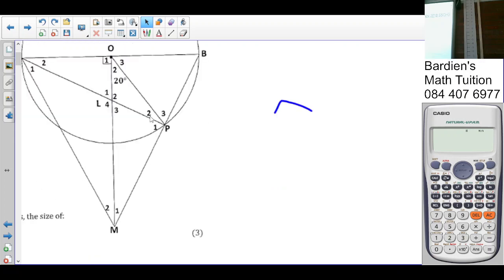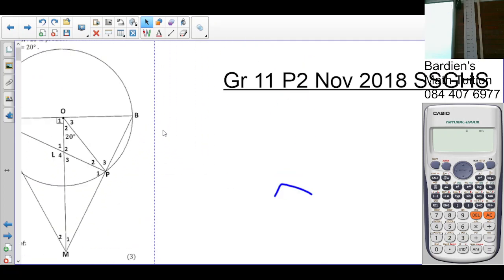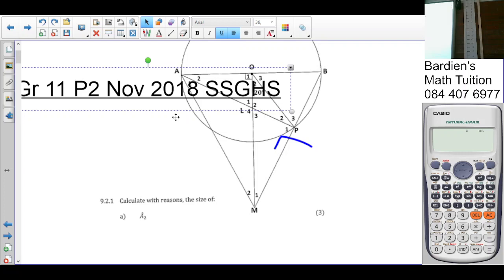So I'm just going to put this on the side. I'm going to make it a bit smaller. Okay, I must leave it aside.